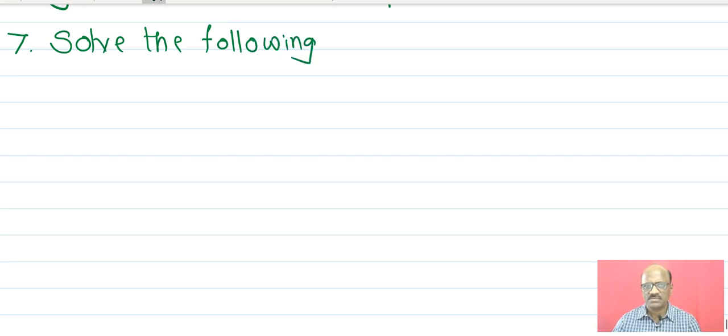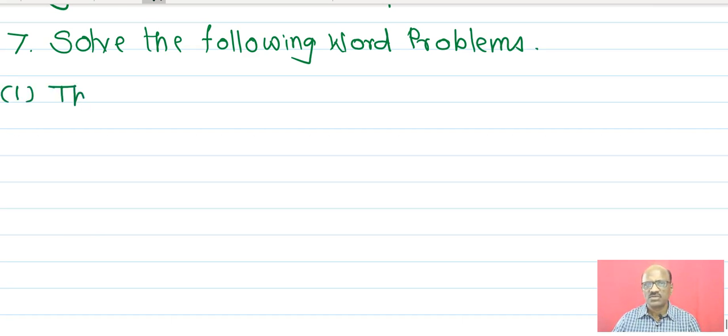Now the next, question number 7. Solve the following word problem. Now for solving the word problem, you must read the word problem 2 to 3 times. तुम्ही 2-3 वेळा तो वाचला पाहिजे, मग तुम्हाला तो चांगला समजू शकेल.